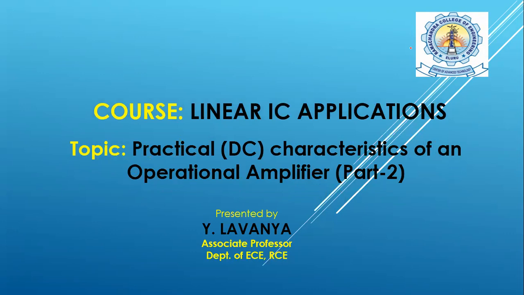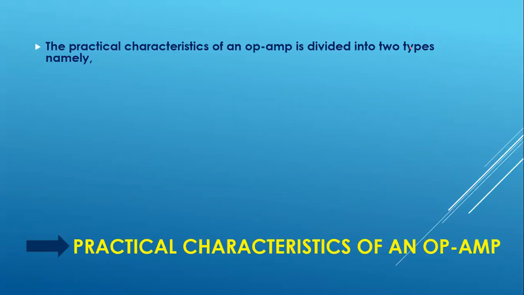Today, we are going to discuss the practical DC characteristics of an operational amplifier from the linear IC applications course. In continuation to the previous videos, the practical characteristics were studied in two previous videos, that is AC characteristics, and stability and frequency compensation techniques. Here we are going to study the practical DC characteristics of an op-amp.